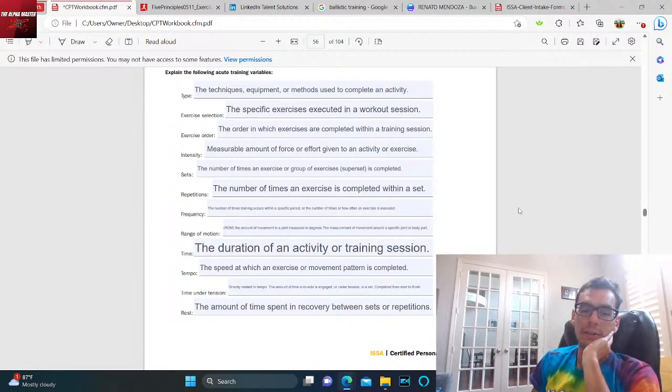Time under tension, directly related to tempo, is the amount of time a muscle is engaged or under tension in a set, completed from start to finish. And the rest is the amount of time spent in recovery between sets of repetitions.